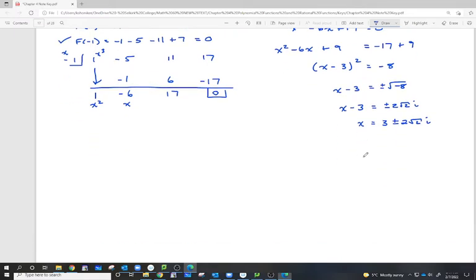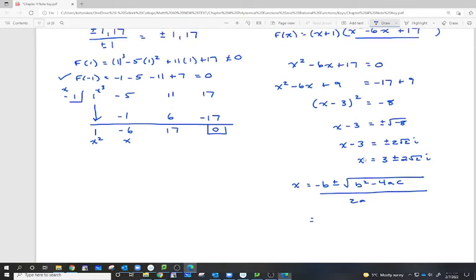Or you could have used the quadratic formula. If you use the quadratic formula, always write it down first: negative b plus or minus the square root of b squared minus 4ac, all over 2a. I have to be able to see it. So the opposite sign of negative 6, so positive 6, plus or minus the square root of negative 6 squared minus 4 times a, which is 1, times c, which is 17, all over 2 times a, so 2 times 1.